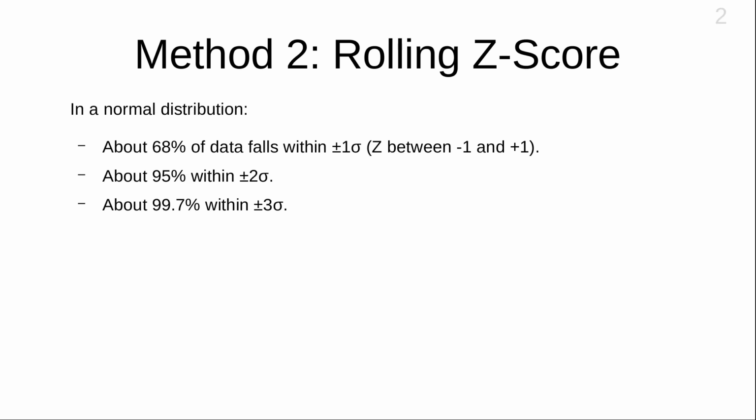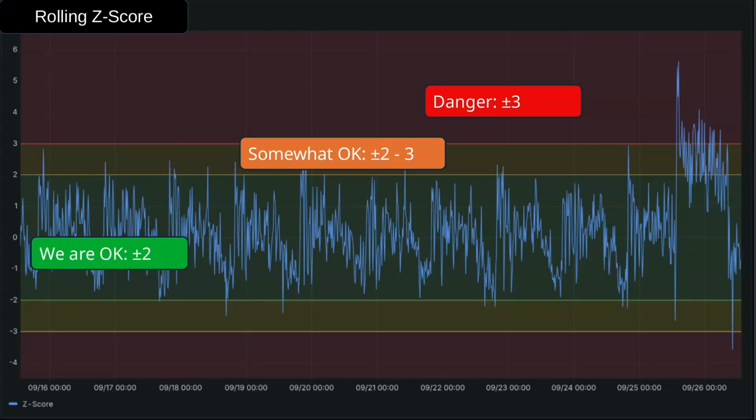So if you are up to a threshold of 2, you are okay. Between 2 and 3, if it's not long term, you are still somewhat okay. Above 3, there is a problem. And this is how it looks. We have the green area up to 2, which is okay. The yellowish area is be alert, but you are still okay. And above, there is danger, there is an anomaly.